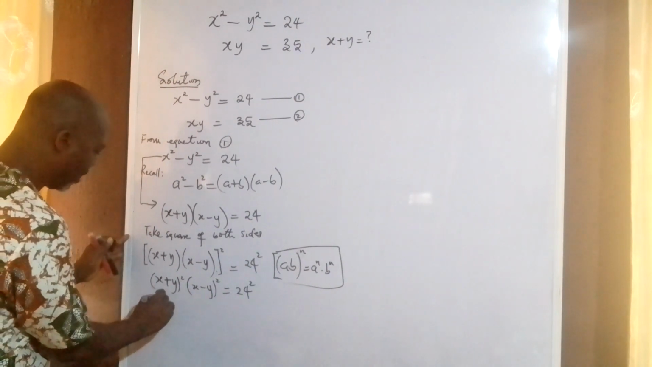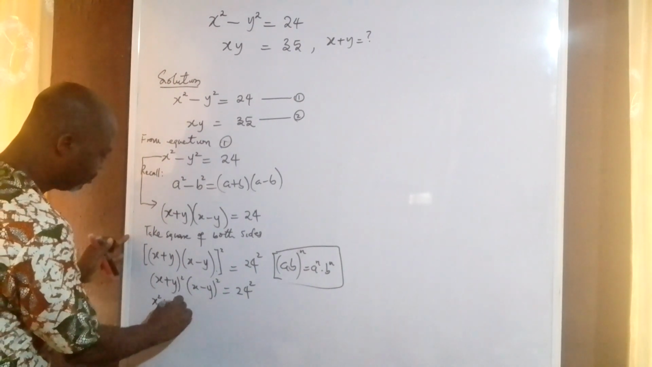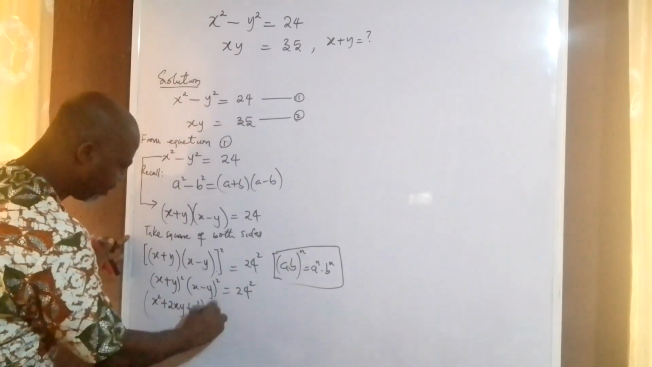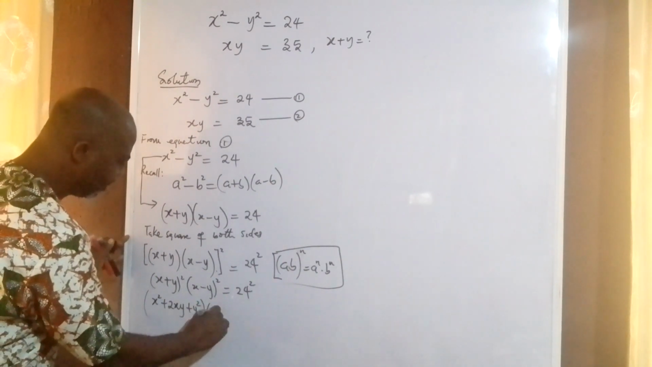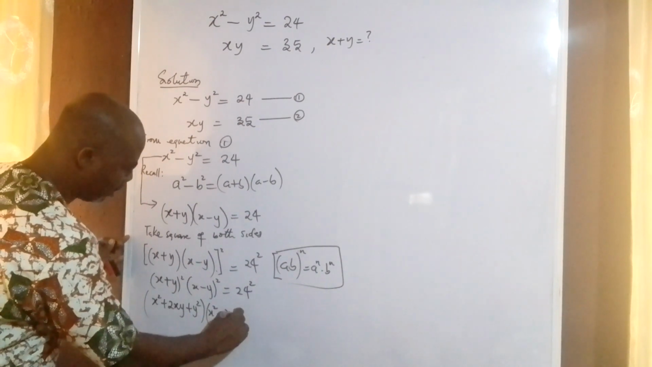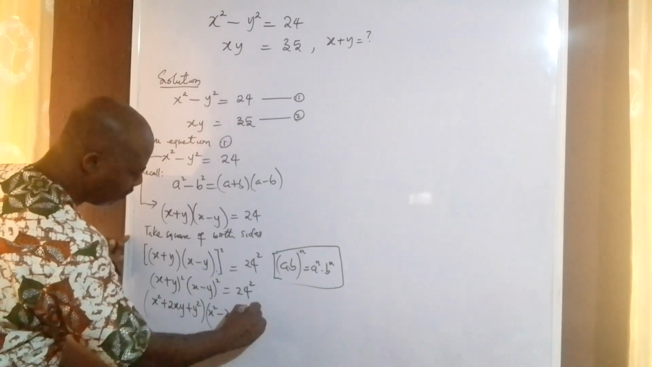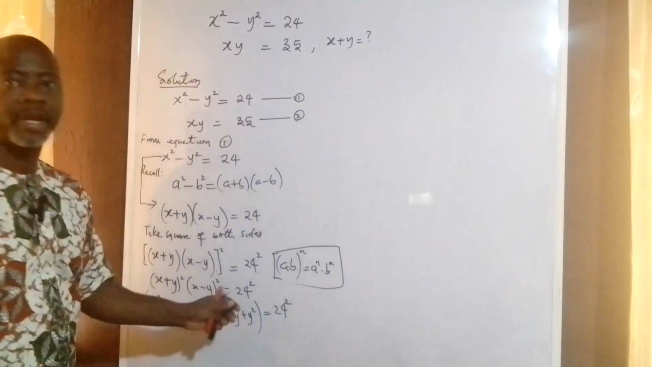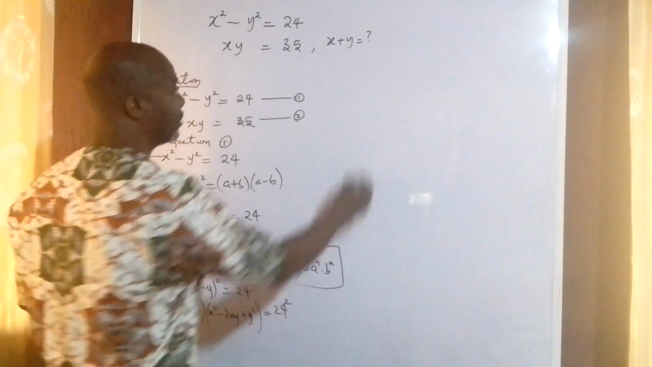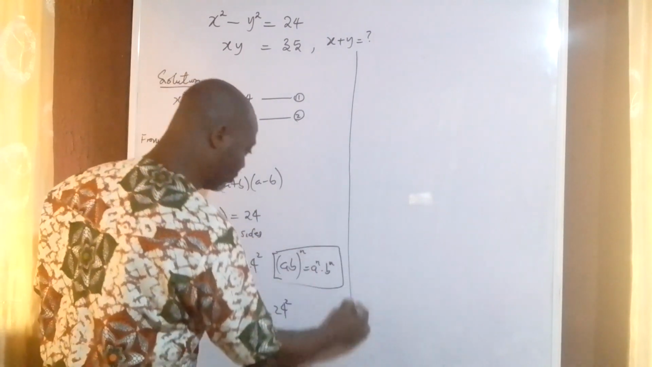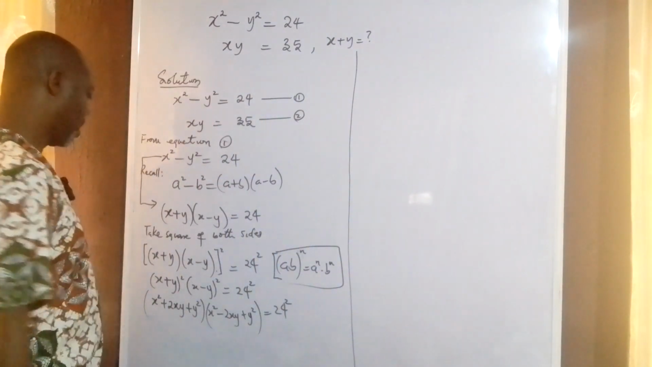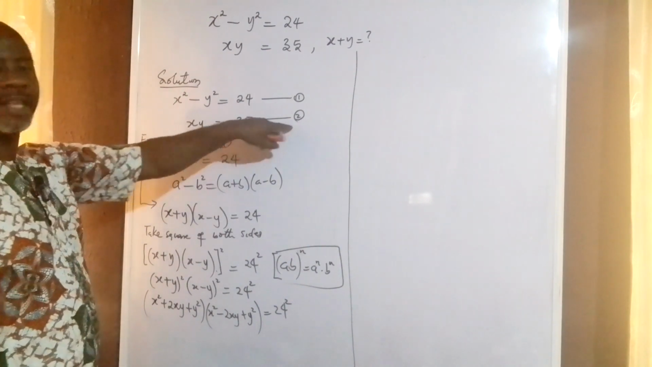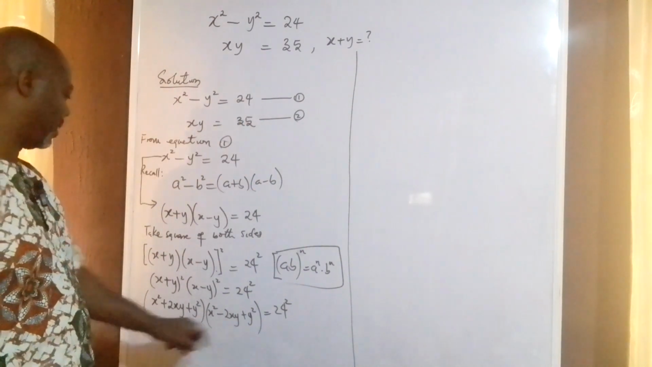Having said that, when I expand this, I have x squared plus 2xy plus y squared. Then of course this will also give me x squared minus 2xy plus y squared equals 24 squared. Okay, so now I'm going to move my solution to this side of the board. So from here, don't forget that from equation 2, xy is 35.